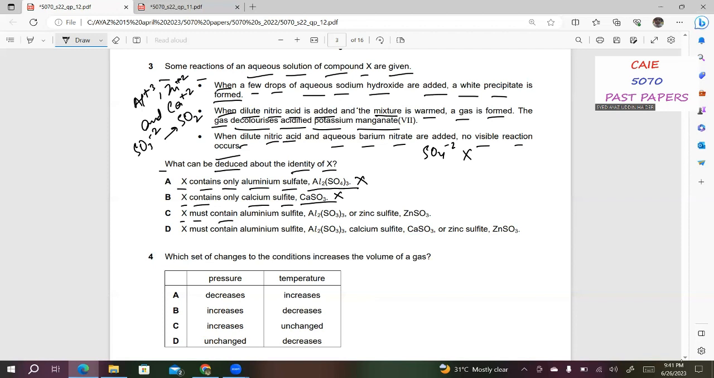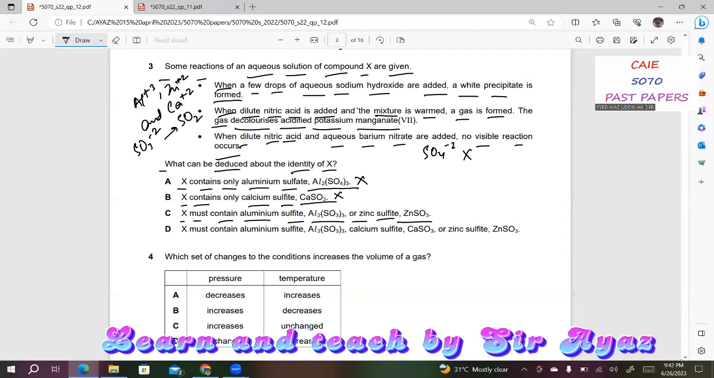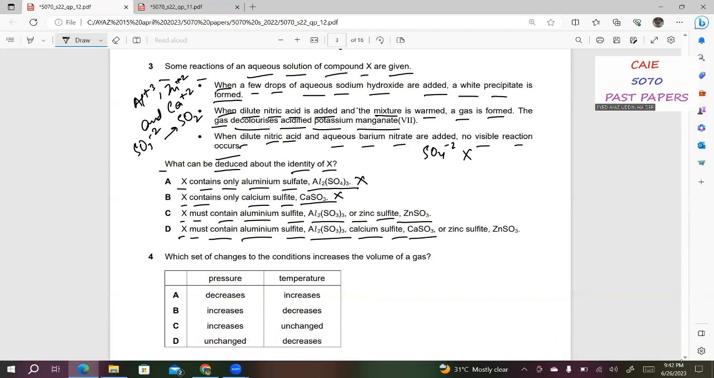C, X must contain aluminum sulfite, Al2(SO3)3, or zinc sulfite, ZnSO3. This might be correct, but again, I can't consider this statement as the final answer. I have to look for the last statement in order to confirm my answer. X must contain aluminum sulfite, Al2(SO3)3, yes. Calcium sulfite, CaSO3, correct. Or zinc sulfite, ZnSO3. This is the correct statement, only correct statement here. So only choice D will be the right answer here.